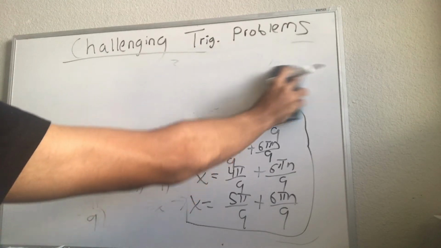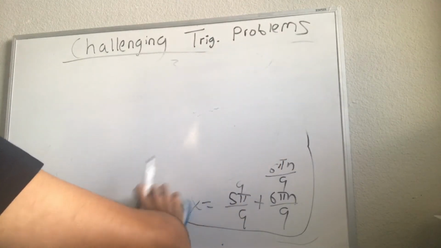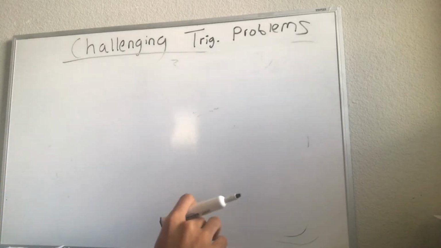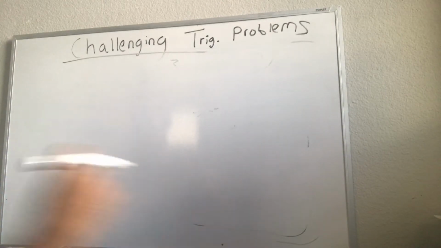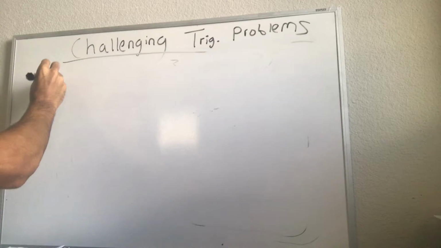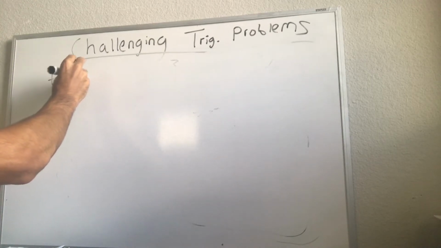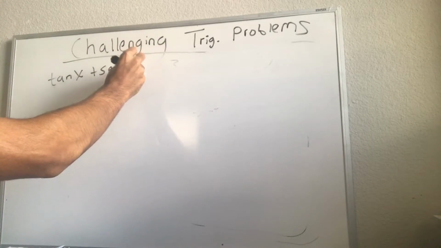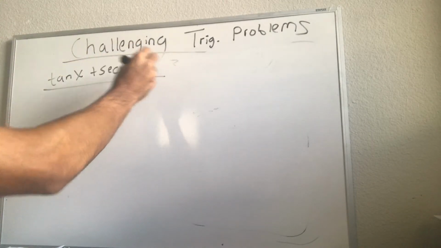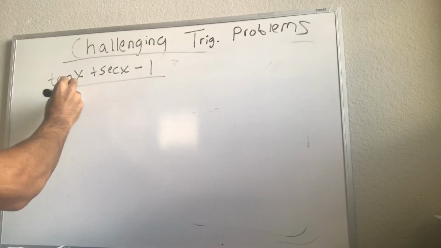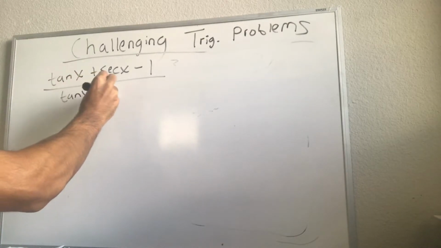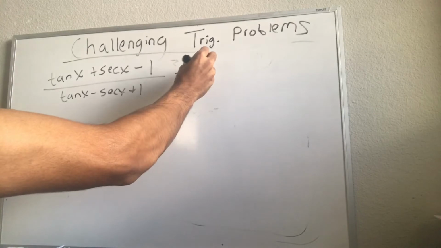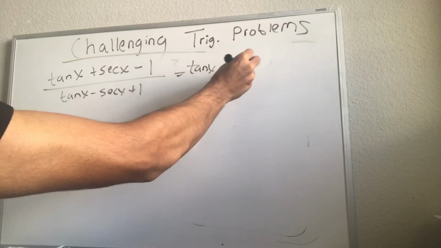Now looking at this second one, this one's quite interesting as well. Because in this one, we have an equation: tangent of x plus secant of x minus 1, divided by tangent of x minus secant of x plus 1, is equal to tangent of x plus secant of x.